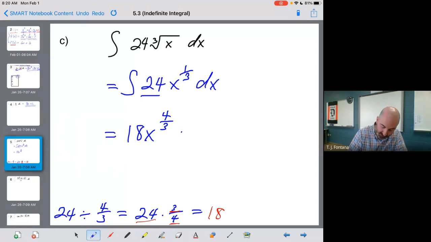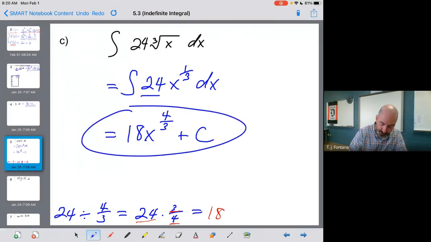We'll stick a plus c at the end because that's what we do. And there we go, guys. That should be our final answer. And a quick check. The derivative of 18x to the 4/3. We would multiply the 18 times the 4/3. So I'll do the same trick. The 18 gets divided by 3 to make 6, times the numerator of 4 makes 24, and then x to the 1/3 power. So we're in pretty good shape.